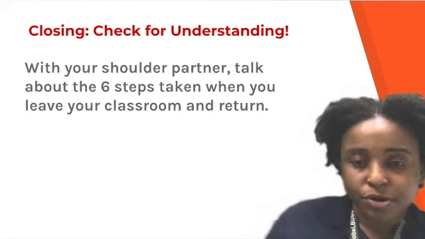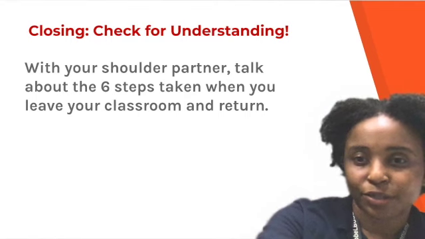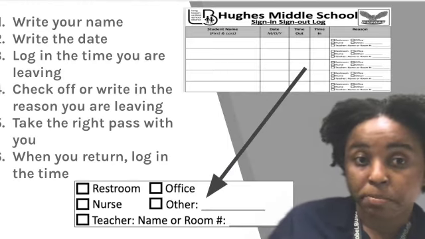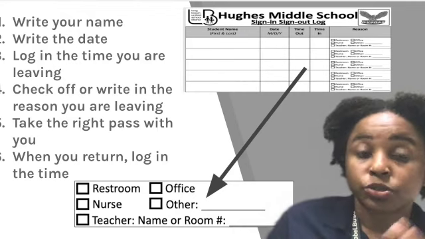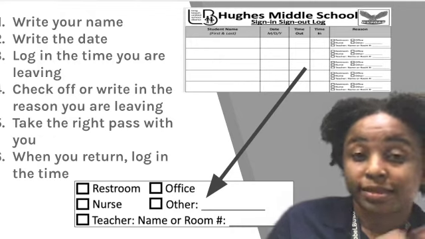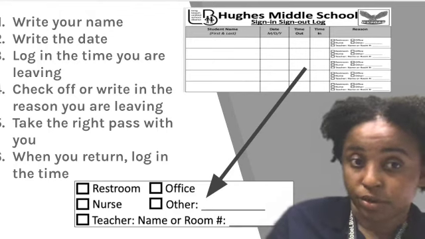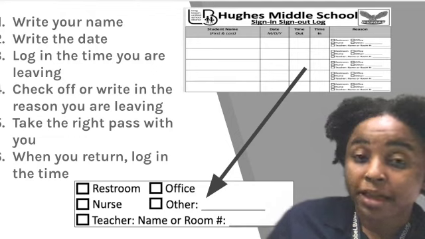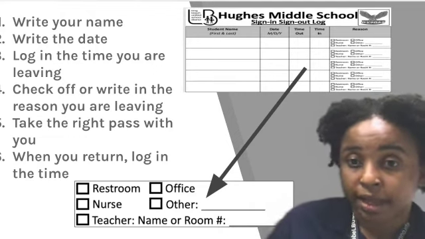All right, my dears, so just kind of moving forward, if you did not have that conversation with your partner or you're kind of confused on what that looks like, just as a reminder, anytime you are leaving a classroom, you must write your name on the log, write the date on the log and the time you are leaving, check off or write in the reason why you are leaving, and then also take the right pass with you, and then make sure when you return, you sign in and put the time in which you returned to class.